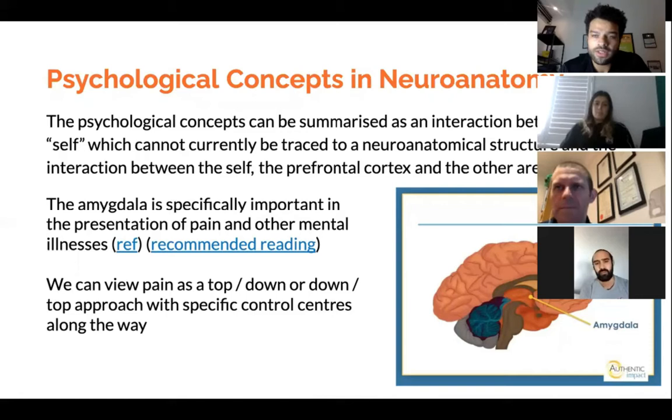So, psychological concepts in neuroanatomy. Once again, this is a metaphor that we can all use because we've all studied anatomy. The psychological concepts can be summarized as an interaction between the self, which cannot currently be traced to a neuroanatomical structure, and the prefrontal cortex and other areas.